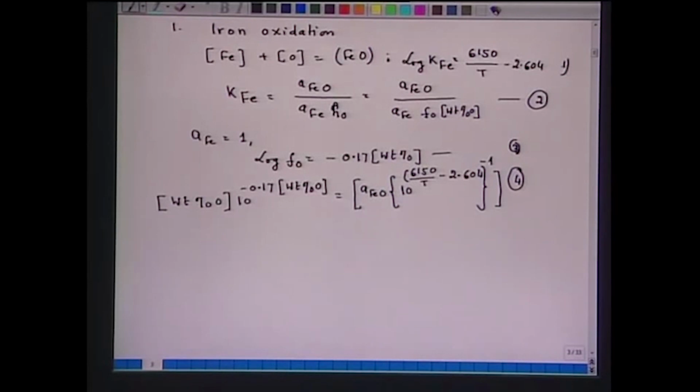So, with the help of this equation 4, for a given temperature T and for a given activity of FeO, one can find out the weight percent oxygen that is dissolved in steel. Of course, that oxygen will be the saturated one, that is the maximum oxygen that will dissolve at that particular temperature and for that activity of FeO.